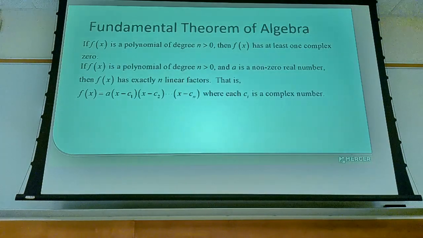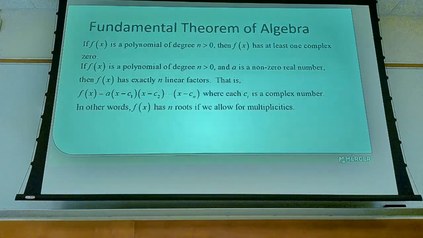Given a polynomial of degree n greater than 0, and some non-zero real number a, f of x has exactly n linear factors. So you can write it as a times x minus c1 times x minus c2 times x minus c3 up through times x minus cn, where each of your ci's is a complex number.